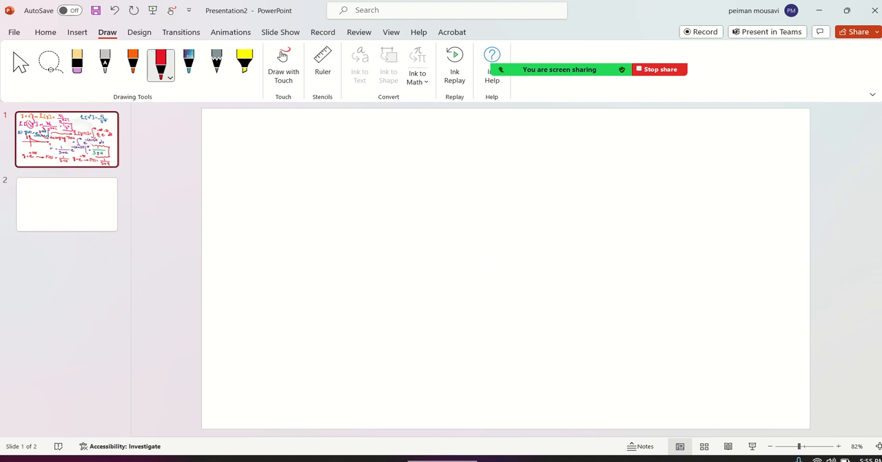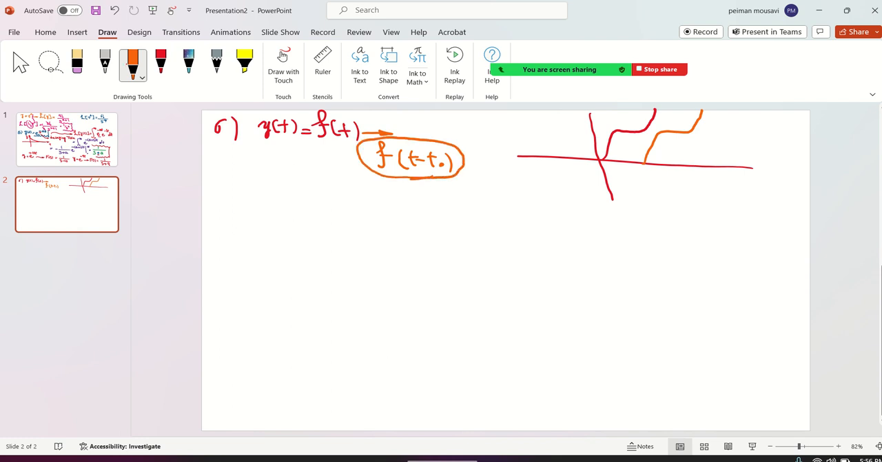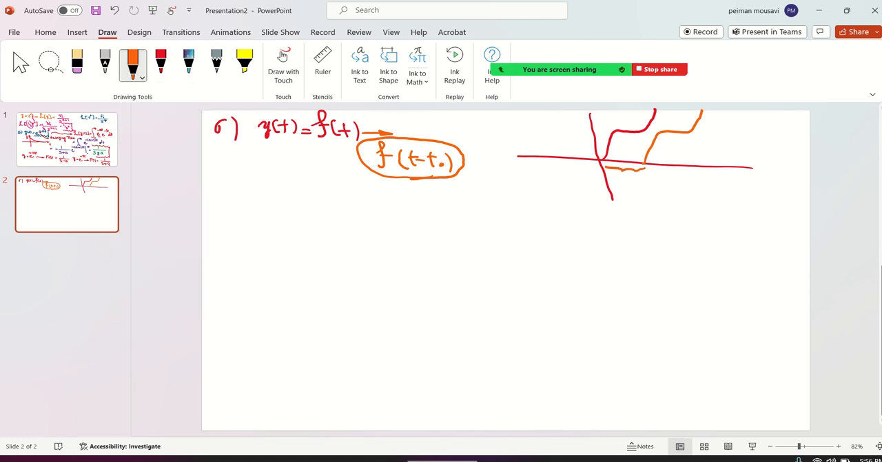Now, number 6. If you have a given function, let me plot it here for you. Suppose this is a function. Now, this value, f(t minus t naught), means exactly the same graph. What I have done to this mathematically, what's the name of this in the literature of mathematics? You see exactly the same. Here is t naught.